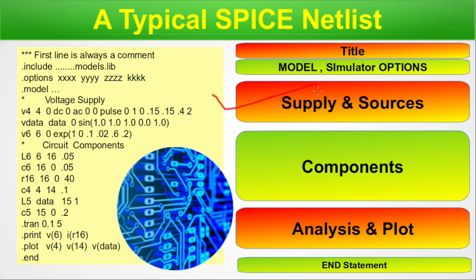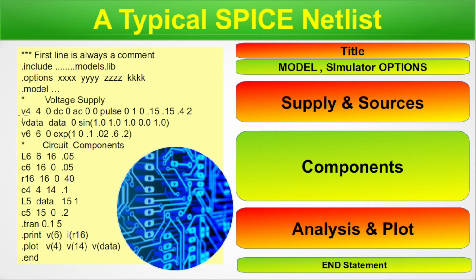The next section is supply and sources. Now let us see what the voltage supply is. We have a comment here. The comment character is star, that is the asterisk, which makes a line comment. So in case you want to comment a line which you are not using, you can use the star, even anywhere in the SPICE deck.